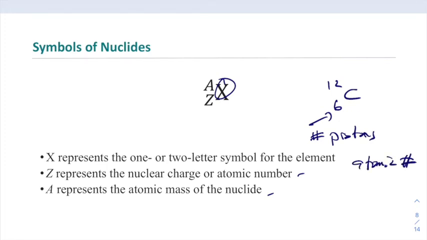which is the signature of the atom. If it has 6 protons, it's carbon. If it's carbon, it has 6 protons. No exceptions to that. The mass number can change. That's the number of protons plus neutrons.